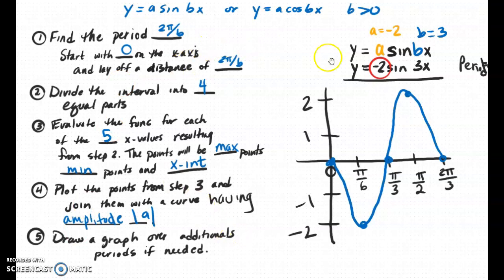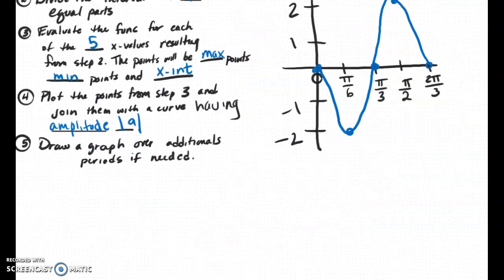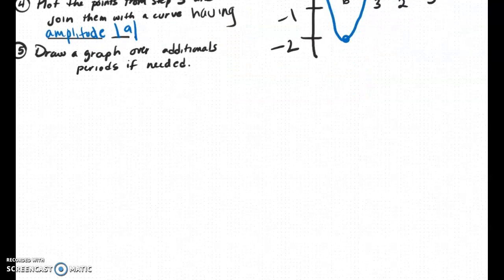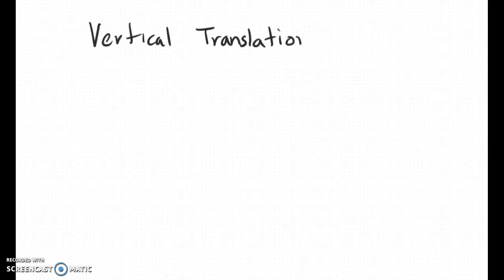Now, from the basic graph, you can also have shifts. And so let's talk about that. We can have translations. So you can have a vertical translation, meaning that the basic graph will shift up or down. So those look like this.